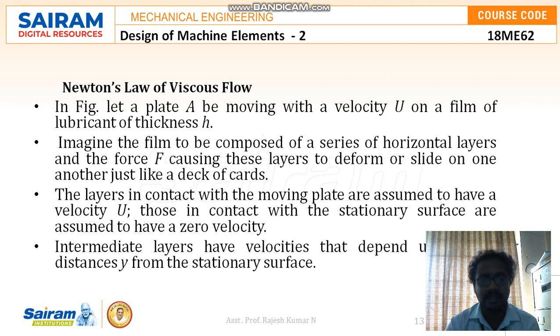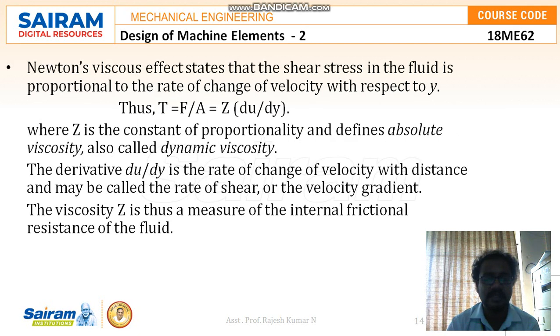The layers in contact with the moving plate are assumed to have a velocity u. Those in contact with the stationary surface are assumed to have zero velocity, and the intermediate layers have a velocity that depends upon their distance y from the stationary surface. Newton's viscous effect states that the shear stress in the fluid is proportional to the rate of change of velocity with respect to y, that is τ = F/A = Z du/dy, where Z is the constant of proportionality, which defines absolute viscosity, also called dynamic viscosity.